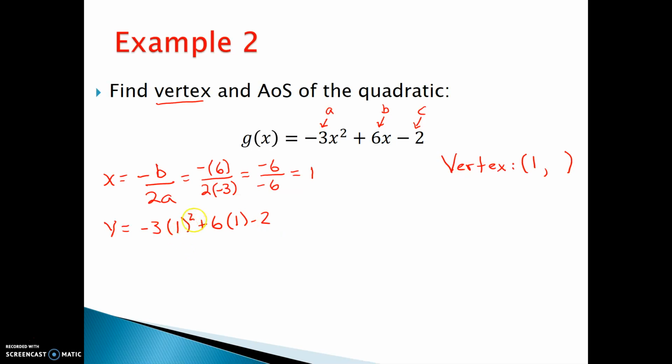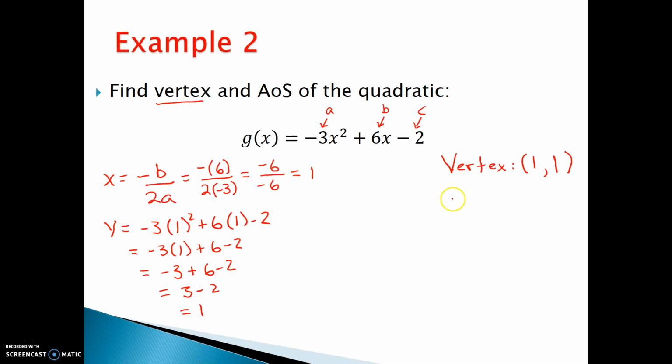So what's 1 to the second power? That's simply going to be 1. So I get negative 3 times 1 plus 6 times 1, which is 6, minus 2. Let me multiply here first before I add any of this. Negative 3 times 1 is negative 3. I have negative 3 plus 6 minus 2. Negative 3 plus 6 is positive 3, minus 2 is going to give me 1. This is kind of interesting. My vertex here is sitting at 1 comma 1.